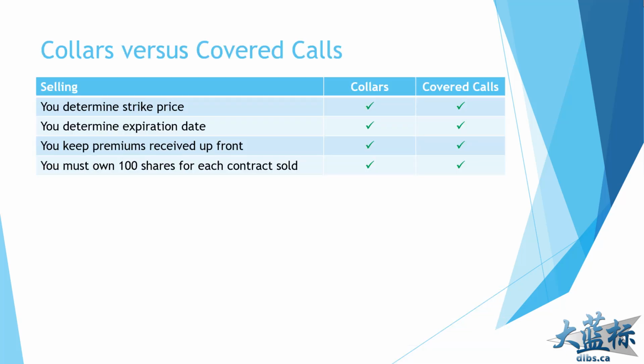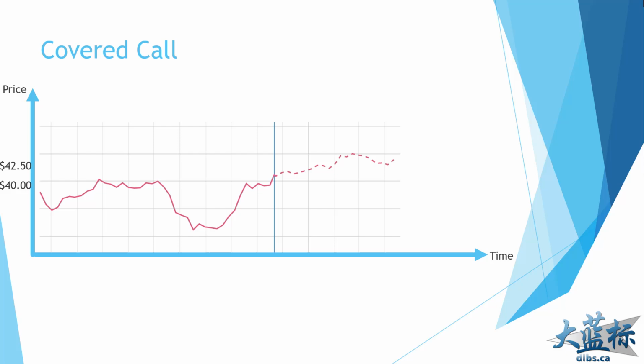So covered calls, if you recall from the prior video, and collars are very similar. In both, you determine the strike price, you control the expiration dates, and whatever you sell, the premiums you collect right up front. And in both of these scenarios, you need to own the shares, so 100 shares for every contract sold.